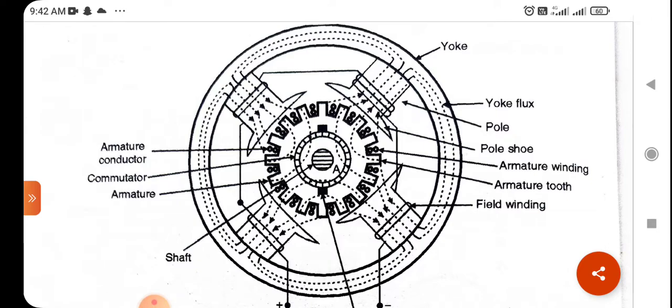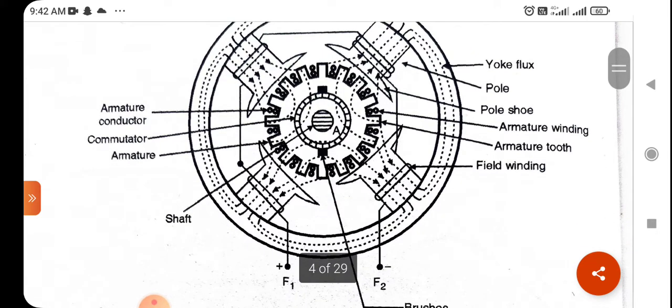The outer frame is known as the yoke, and in the yoke we can find the yoke flux. There is the pole. The pole is used for magnetizing and generation of flux. The part attached to the pole is called the pole shoe, which is used to spread all the flux between the rotor and field winding. And the next part is called the rotor, also known as the armature. Between the armature teeth we can find the armature conductor or armature winding.